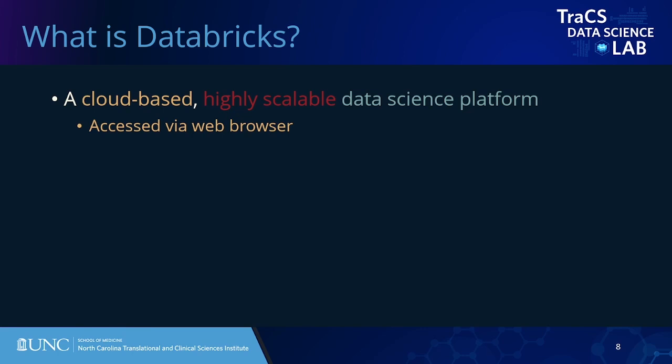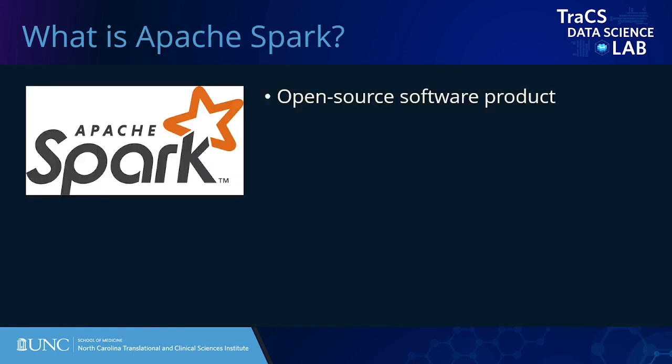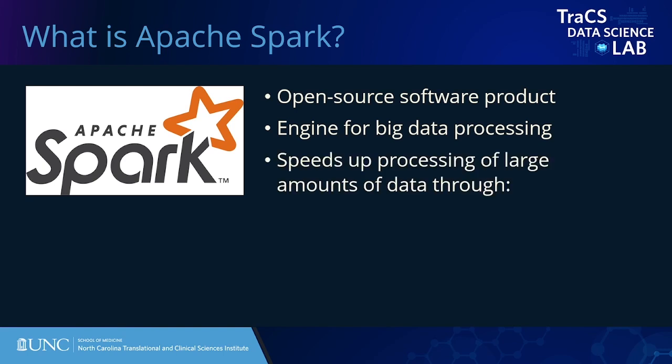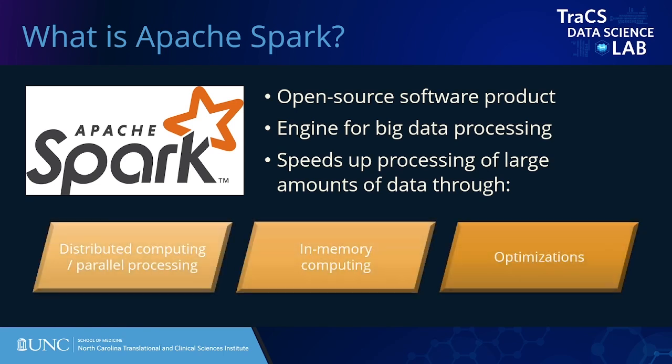Moving on to our second part, highly scalable. This refers to the fact that Databricks is built on Apache Spark, which is an engine for efficiently handling big data. Apache Spark is an open source software product. As I said, it's referred to as an engine for big data processing. More specifically, Spark provides a special framework for writing and executing code that is far more efficient for processing large amounts of data than what you could achieve with regular Python or R, for example. So Spark achieves this through several methods, including distributed computing, in-memory computing, and various optimizations.